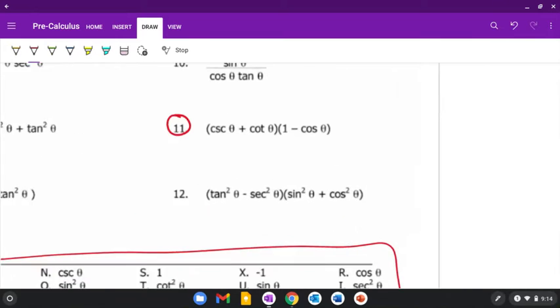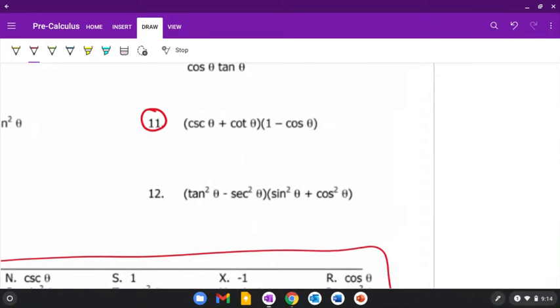You'll notice that this is something that needs to be FOILed, right? It's two sets of parentheses here, so we've got to do our first, outer, inner, and last, and distribute through. All right, I'm going to write it off to the side over here. So we do cosecant of theta times 1, which is just cosecant of theta. Cosecant of theta times negative cosine of theta would be minus cosecant theta cosine theta.